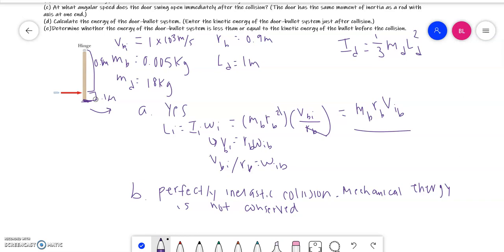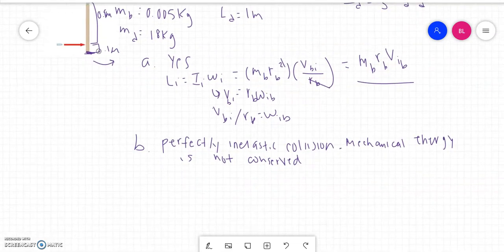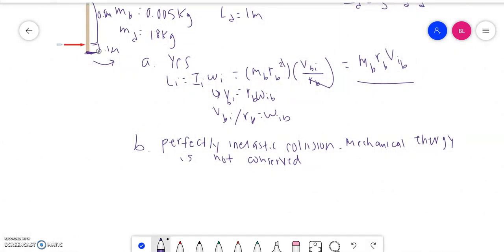So in order to find the final angular velocity of the door and the bullet, because they stick together, we can use the conservation of angular momentum. So the initial moment of inertia times the initial angular velocity is equal to the final moment of inertia times the final angular velocity, which is, in fact, what we're looking for.